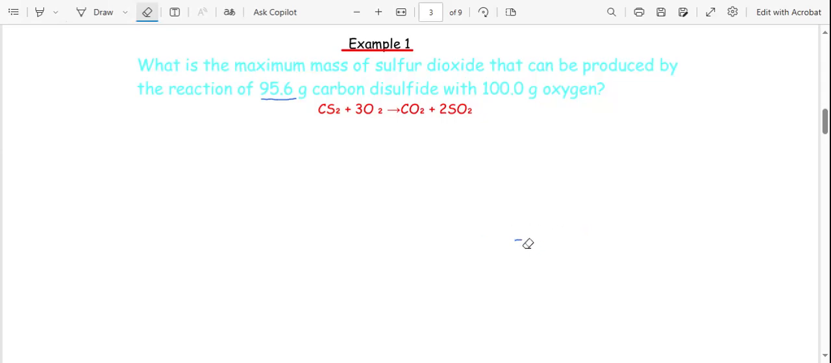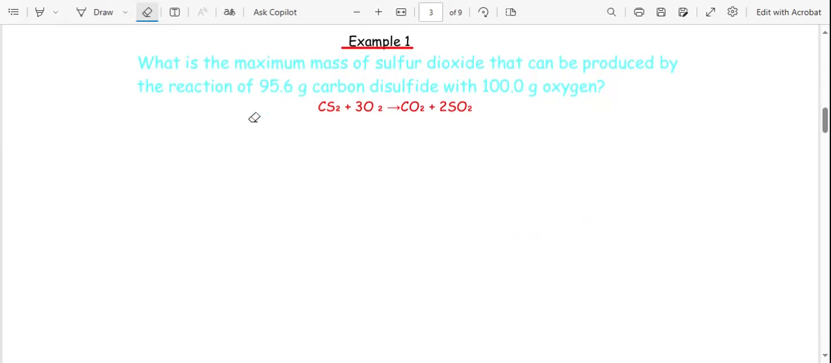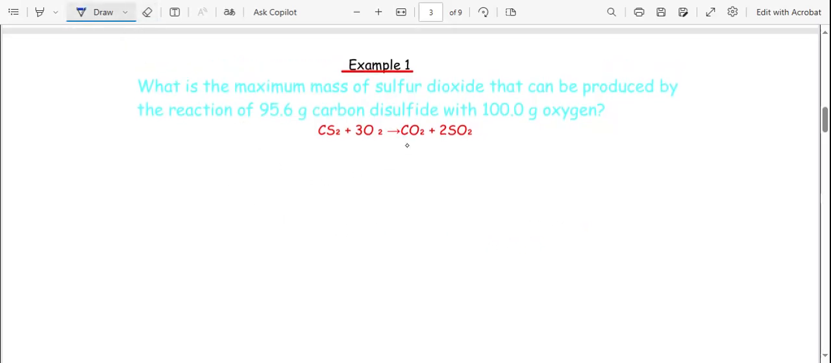So we do it now. Okay, so what we are saying is we have carbon disulfide and also oxygen. So the first thing is we need to find their moles. The moles of this one will be found as the mass over the molar mass. And also for oxygen we have the mass given there as 100. Then also we need to have the molar mass.